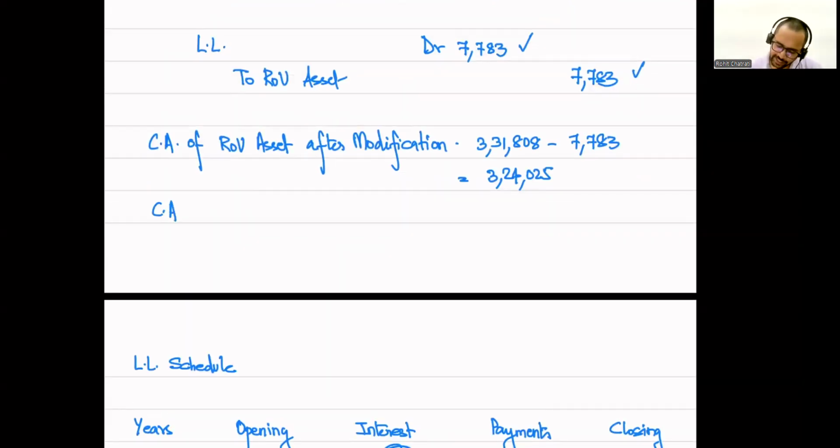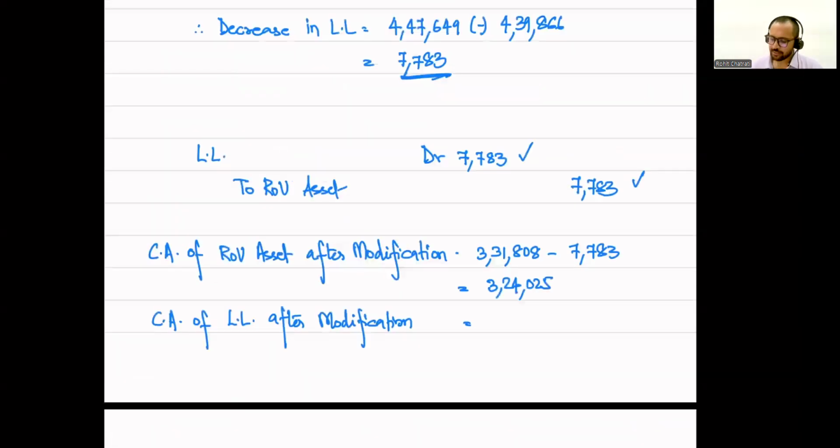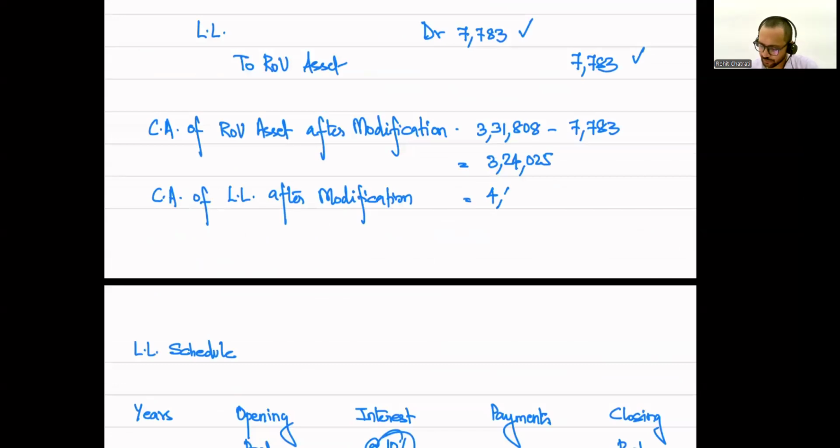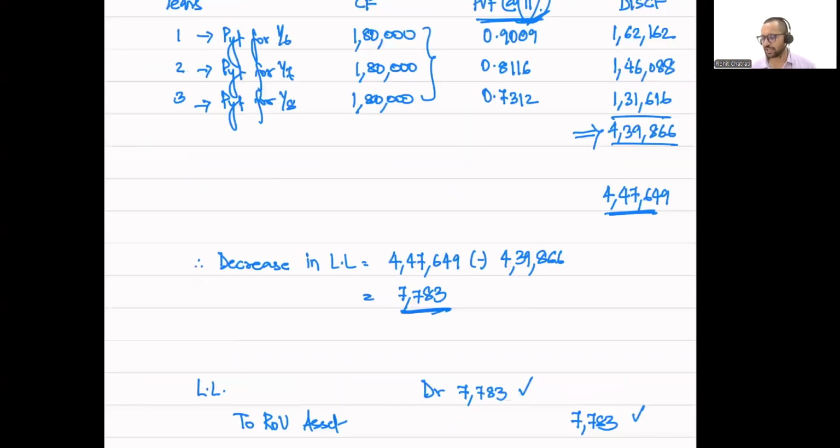The carrying amount of lease liability after modification is going to be equal to, remember, after derecognition, my lease liability was 447,649. I am now derecognizing 7,783. So my revised lease liability is going to be 447,649 minus 7,783, which is going to be equal to 4,39,866. This 439,866 is nothing but my revised lease liability.